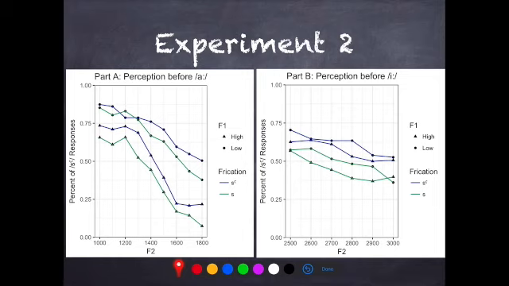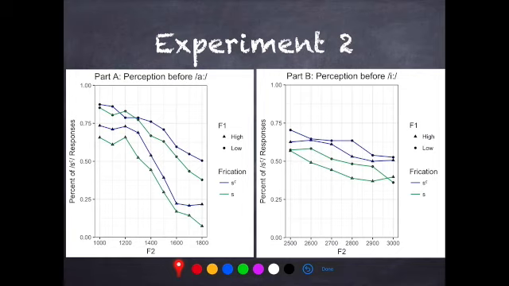One thing to note is that at low F2 values, subjects generally identified consonants as emphatic. However, it did vary somewhat depending on the F1 value and the frication. At a high F2, subjects generally identified them as plain. However, there were some limitations. For example, items that had a frication from an emphatic consonant and a low F1 were still being identified as emphatic about half the time at those higher F2 levels.